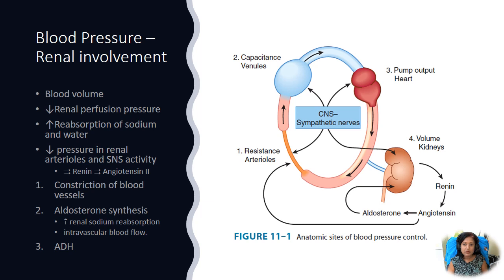A reduction in renal perfusion pressure causes intrarenal redistribution of blood flow and increased reabsorption of salt and water. In addition, decreased pressure in renal arterioles, as well as sympathetic neural activity via the beta adrenoreceptors, if you recall your year 1 autonomic pharmacology, stimulates the production of renin. As a result, it increases the production of angiotensin II. Angiotensin II has two major effects: direct constriction of resistance vessels and stimulation of aldosterone synthesis in the adrenal cortex. This increases renal sodium absorption and intravascular blood volume.